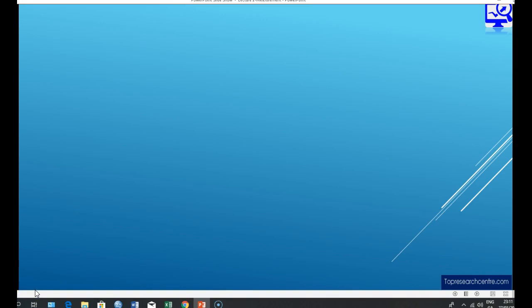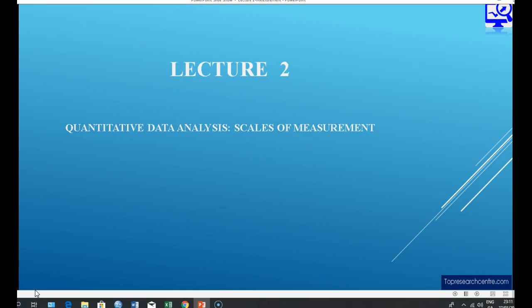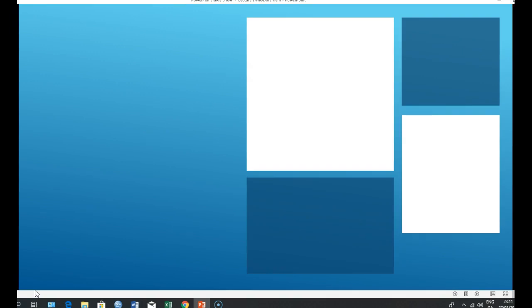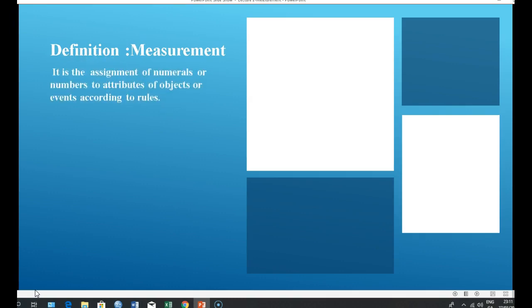So today we are on lecture 2. We are looking at levels of measurement or scales of measurement. To begin with, I want to look at the definition of measurement. In this regard, measurement simply means the assignment of numerals to attributes of objects or events according to rules.